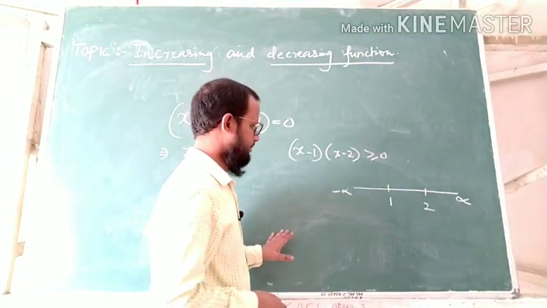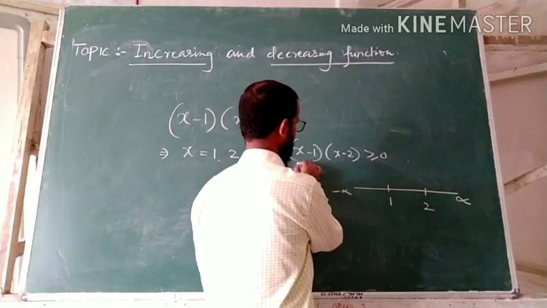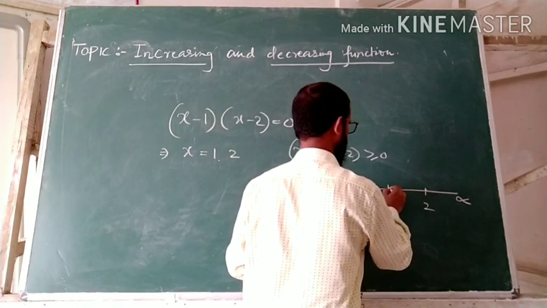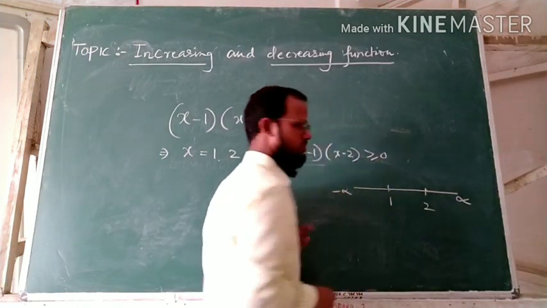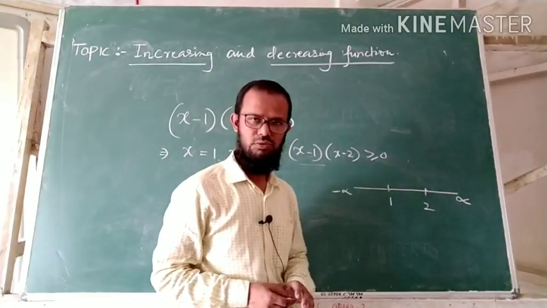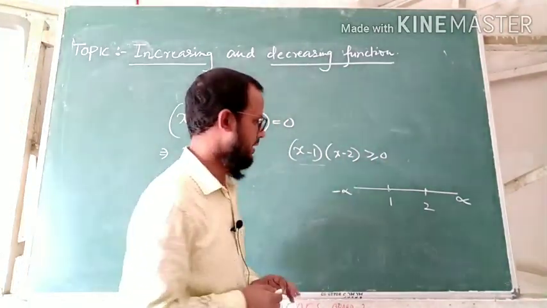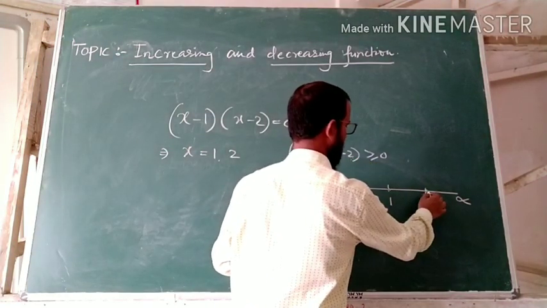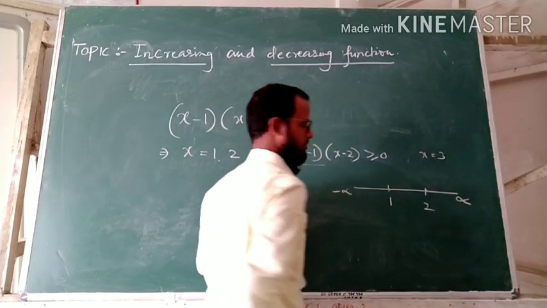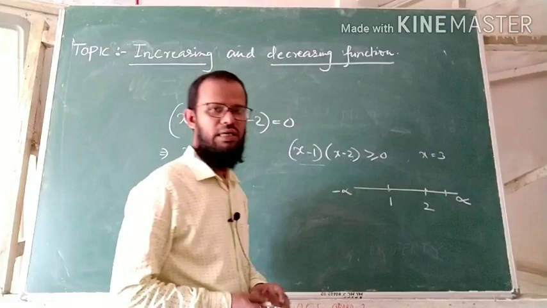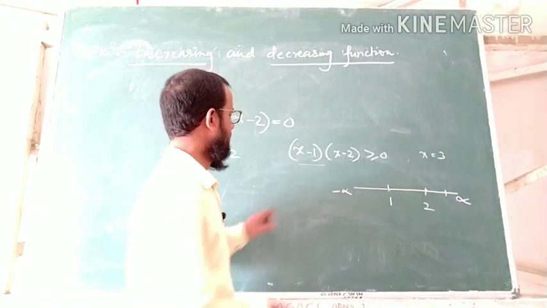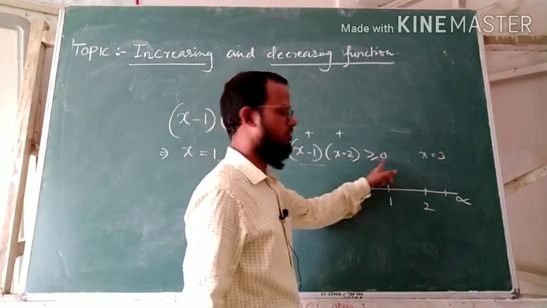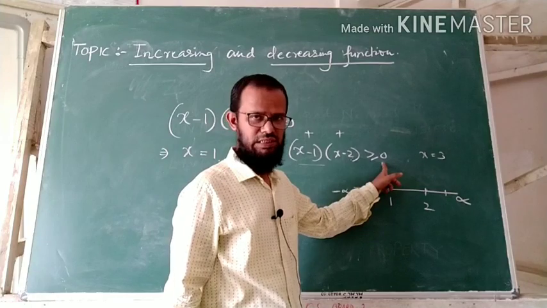Now our target is that the expression is greater than or equal to 0. When x is equal to 1, it becomes equal to 0, so equality is satisfied. Now consider a point greater than 2, suppose x is equal to 3. If you put x is equal to 3 here, then 3 minus 1 is positive and 3 minus 2 is positive, so the greater than 0 condition is satisfied.